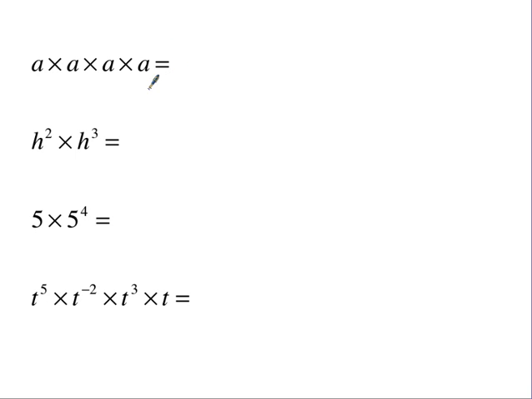This is the first look at the first couple of laws of indices. So here we've got a multiplied by a, multiplied by a, multiplied by a. So we would write that as a to the power of 4, like that.